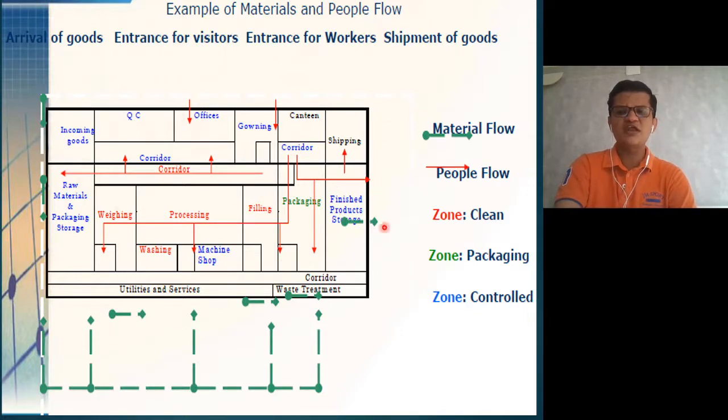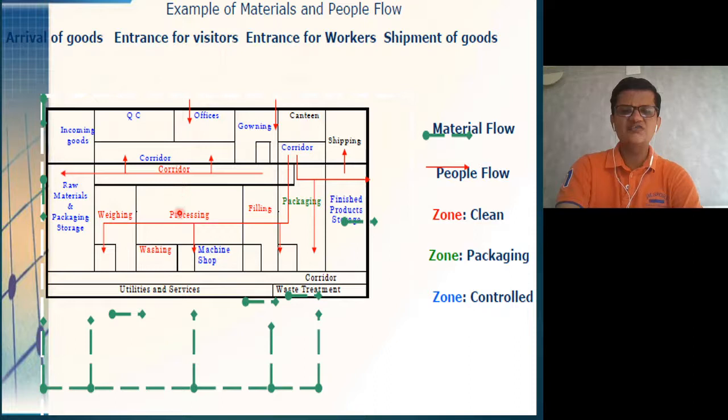Same way, the finished product warehouse is also on the other side, where there is easy movement of material. The utility services and waste treatment are also kept on the outer side. As you can see in the people flow, generally there should be a corridor before going into any of the areas. In the corridor, there should be a gowning process, or people can transfer material from one place to another department with the use of that corridor.